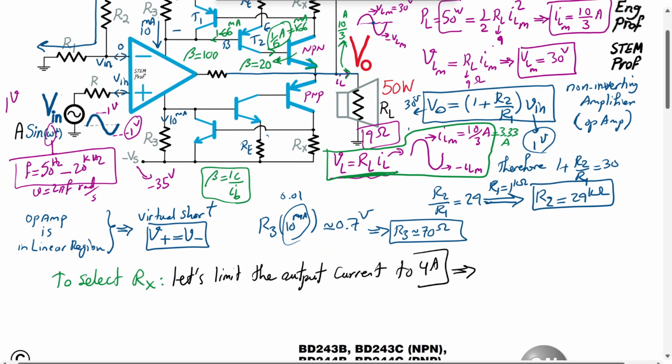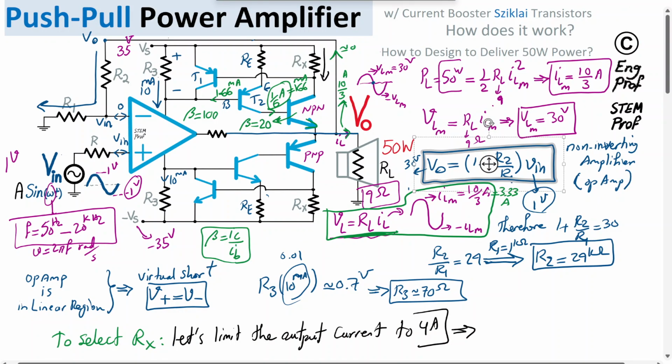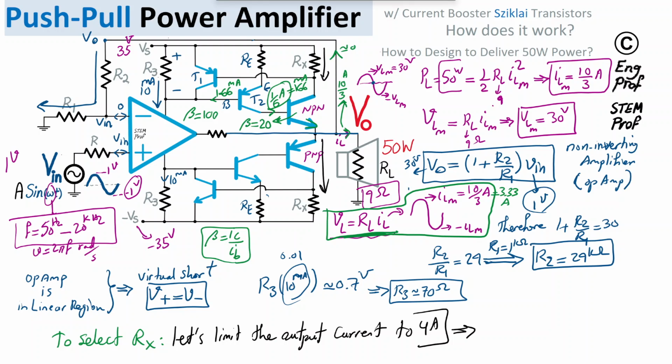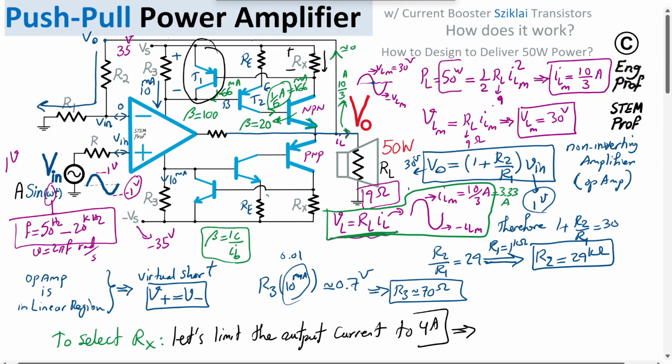Okay, so that means when we have 4 amp going through Rx via the collector emitter of the NPN transistor, or through this Rx via the emitter collector of the PNP power transistor, then the voltage drop across Rx with 4 amp passing through it should be large enough to start turning on T1 or to start turning on, let's say, T6 here.